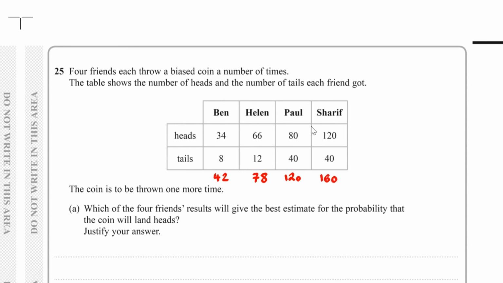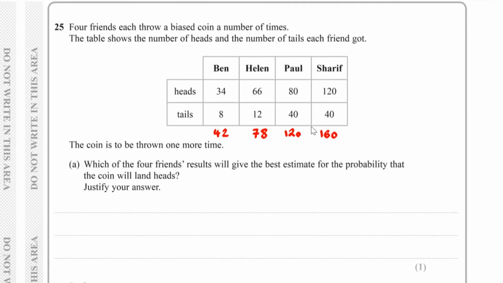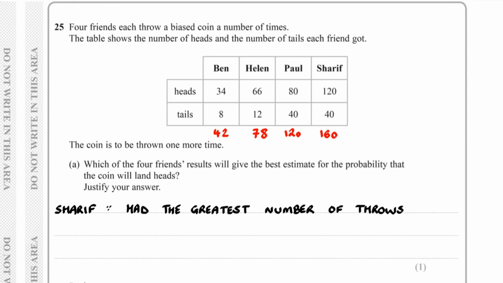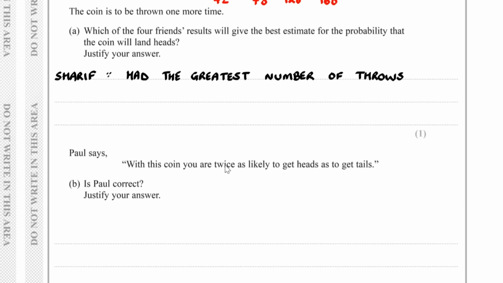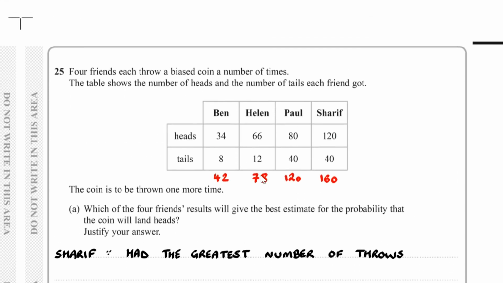So, who will give the best estimate? Well, that will be the one with the most trials, which is Sharif. So it will be Sharif because he had the greatest number of throws. Next, Paul says, with this coin you are twice as likely to get heads as tails. Is Paul correct? Justify your answer.